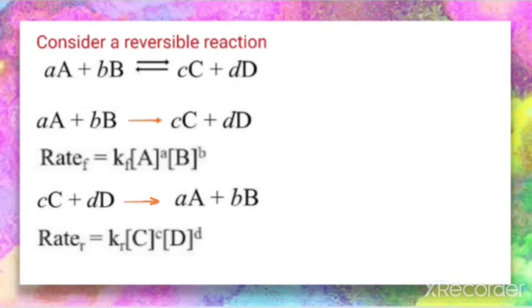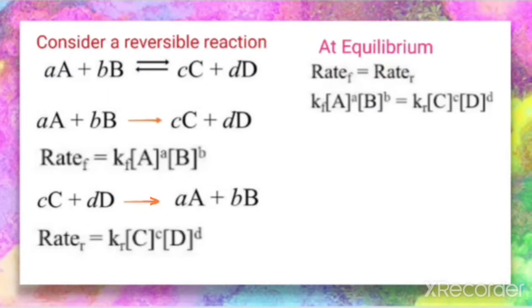The rate of the backward reaction, or the reverse reaction, can be written as Kr, which is a constant, times the concentration of C to the power c, and the concentration of D to the power d. Now we know that in the equilibrium condition, the rate of the forward reaction is equal to the rate of the backward reaction. Here the backward reaction rate is represented by small r, and the forward reaction rate is represented by rate f.